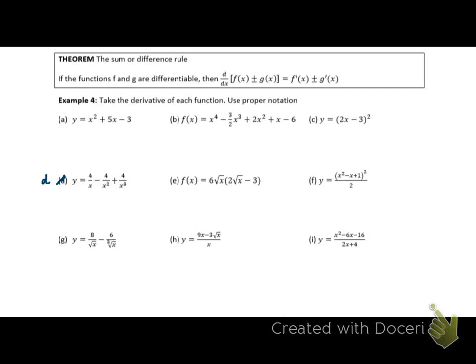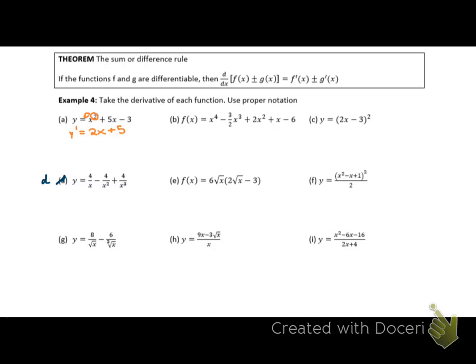So for example, in A, we have x squared plus 5x minus 3. Well, the derivative of x squared is taking the 2, moving it to the front. So y prime equals 2x. The derivative of 5x is 5, because remember, all that happens is that x goes away. And the derivative of a constant is 0. So that's all you have to do. Okay, just take each term piece by piece. Now there will be times where you have to rewrite things and simplify things first and then take the derivative, but we'll get to those types of problems.